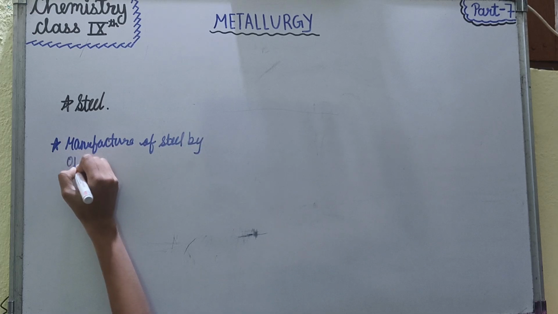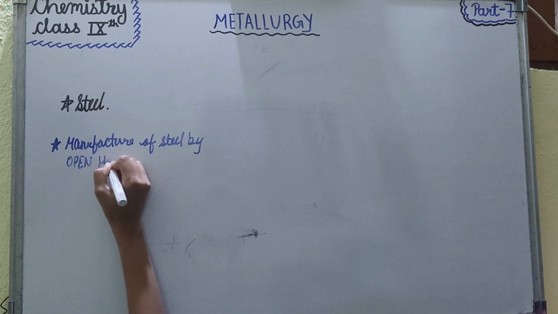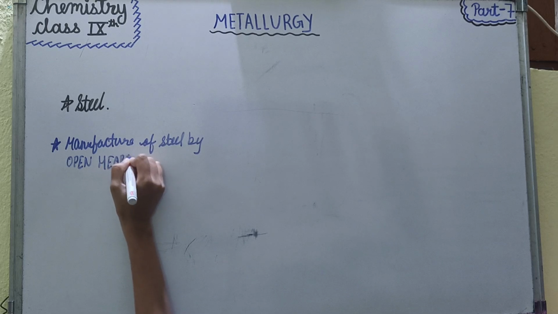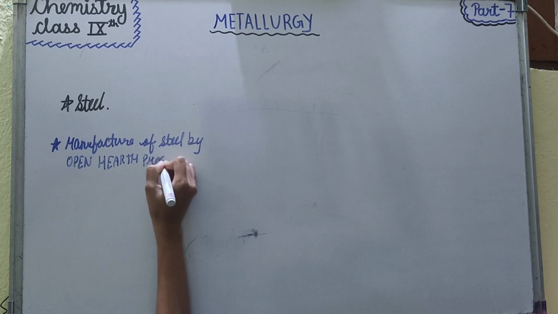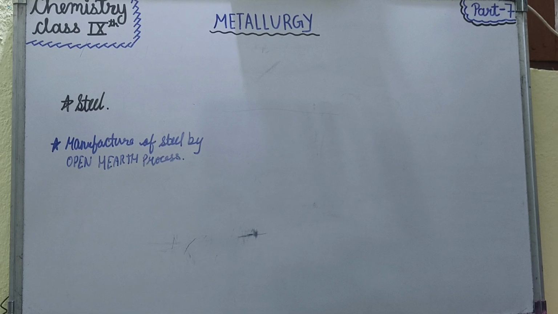by open hearth process. In this process, a mixture of cast iron, scrap iron, and iron ore, hematite, and lime is melted in an open hearth furnace. Note that this hearth is lined with silica SiO2 or calcined dolomite CaO.MgO depending upon the nature of impurities present in the cast iron.